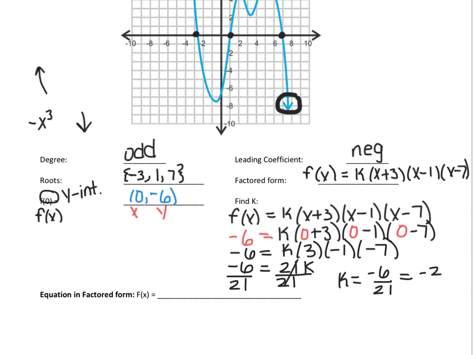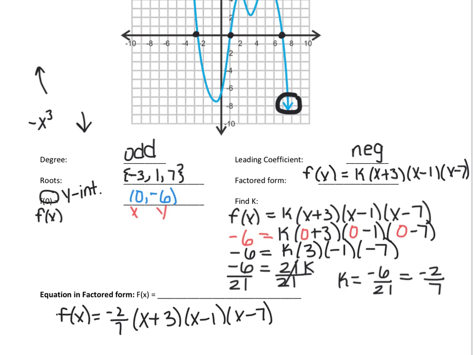So -2/7. So if we put this into our equation for our factored form, I'll just write it down here, f of x equals the k value, which is -2/7, times (x plus 3)(x minus 1)(x minus 7).